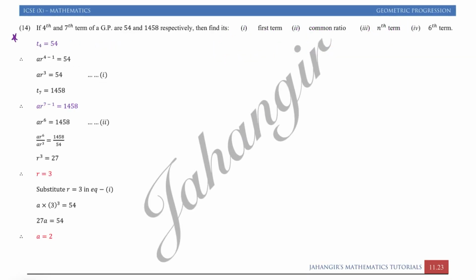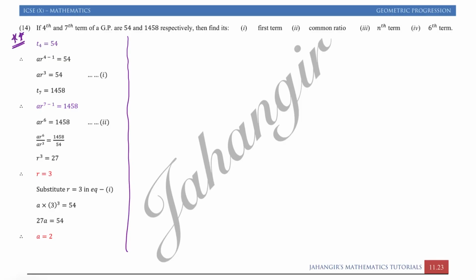Question number 14. One of the important sums of GP. This type of sums are very important. When any two terms of the GP are given, you have to find the first term, common ratio, nth term and sixth term. This is a very important question.